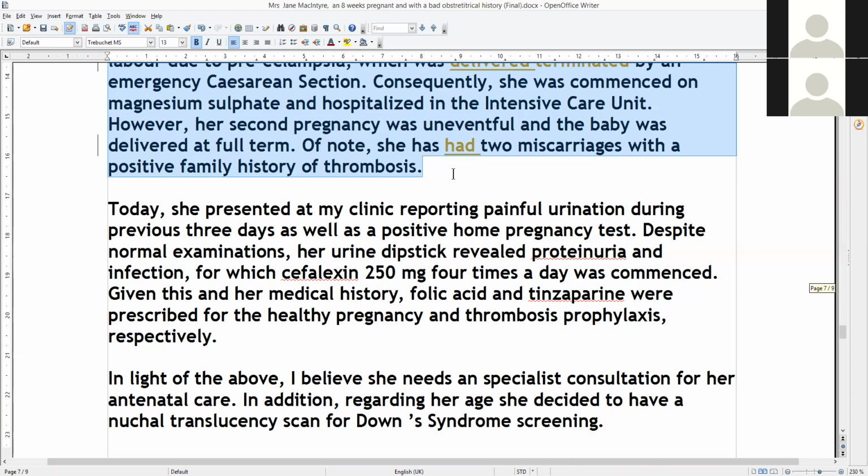Should I present my clinic reporting painful urination? Now, you can use it as a noun there. In the previous one, it should have been a verb, urinating. During the previous 3 days, was a positive for pregnancy test, despite no observations. Despite? Her urine dipstick reveal protein urine infection was respectively.